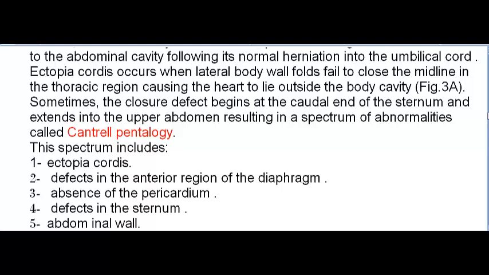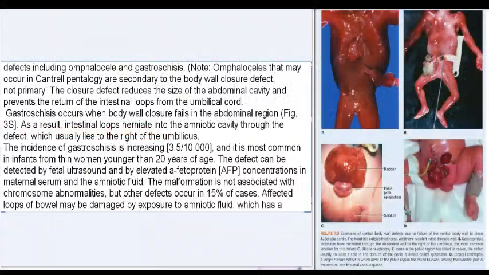Sometimes, the closure defect begins at the caudal end of the sternum and extends into the upper abdomen, resulting in a spectrum of abnormalities called ventral pentalogy. This spectrum includes 1. Ectopia cordis, 2. Defects in the anterior region of the diaphragm, 3. Absence of the pericardium, 4. Defects in the sternum, 5. Abdominal wall defects including omphalocele and gastroschisis. Note: omphaloceles that may occur in ventral pentalogy are secondary to the body wall closure defect, not primary.